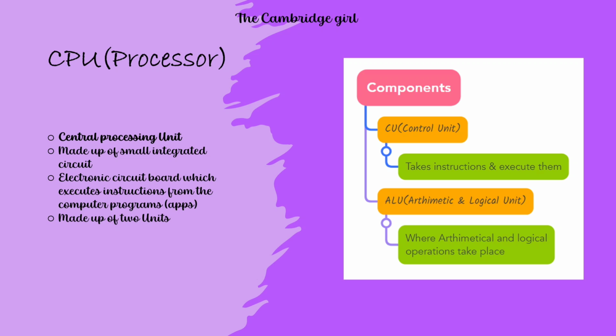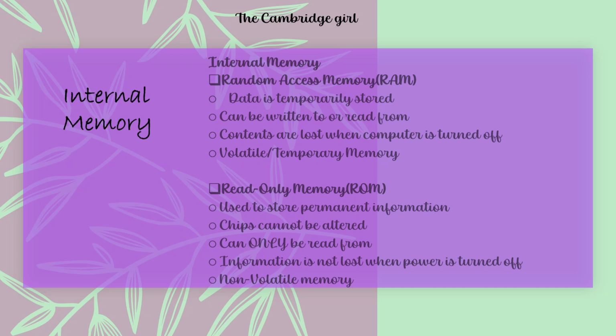The CPU, or the microprocessor, is made up of a control unit, which controls the input and output devices, and an arithmetic and logic unit, which carries out calculations and makes logical decisions. Now let's look at the internal memories. There are two internal memories known as RAM, which is random access memory, and ROM, which is read-only memory.